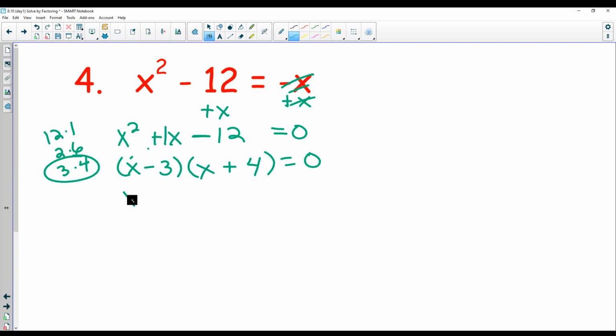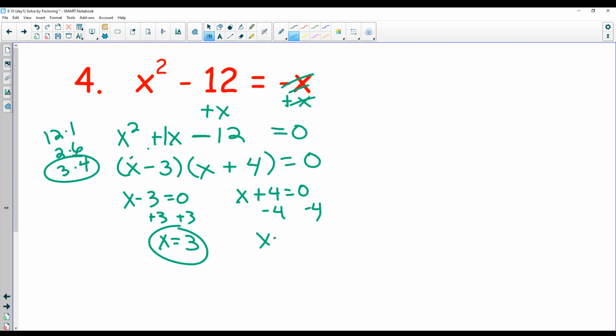Then we finish it off. This is the easy part. Set that equal to 0, and x equals 3. Set this equal to 0, and x equals negative 4. And there's our two solutions.